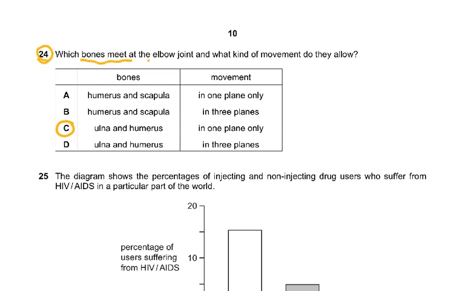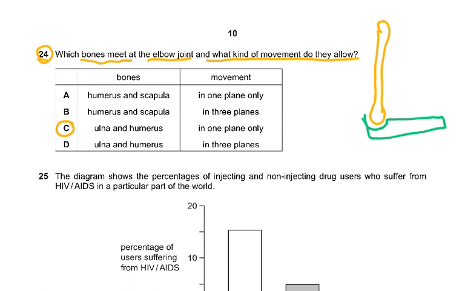24. Which bones meet at the elbow joint and what kind of movement do they allow? Now you know this is the humerus. And then there is the ulna, which I always say is the U-shaped. And then there is the radius. So it's the ulna and the humerus that meet at the elbow joint, and it allows movement in one plane only. So you have to understand the three planes and the one plane. Shoulder joint, three planes, elbow joint, one plane.